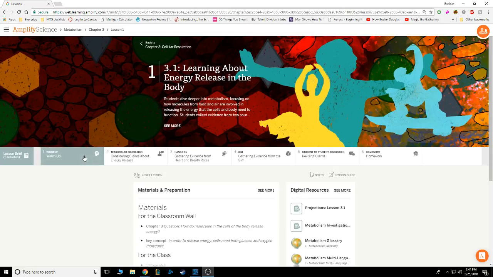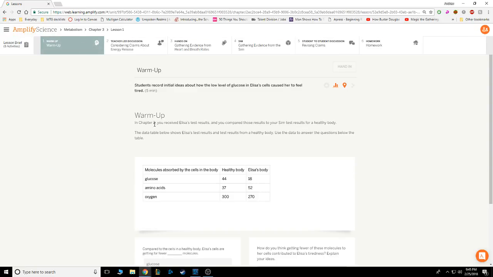Let's begin with the warm-up. In the warm-up, it talks about how we looked at Elisa's test results. And like I said earlier, we already found out these results told us that she is experiencing diabetes, and that we need to look into how we can help her with that. The warm-up is pretty short and only takes about 5 minutes, so let's dive in and take a look at what we need to do. As with all of these units, you should begin by reading the directions, and I'm going to model this for you now as we read along together.